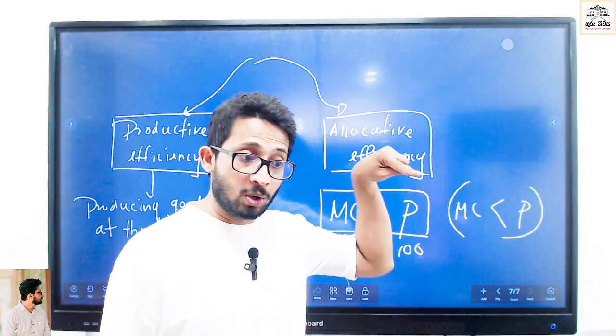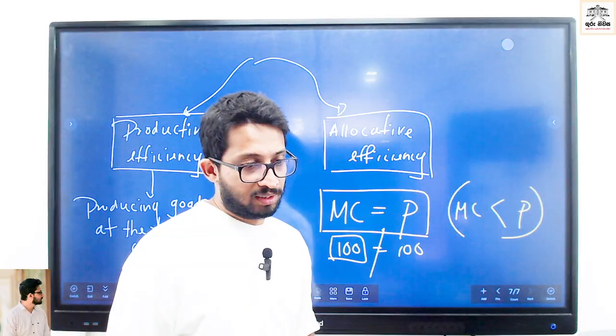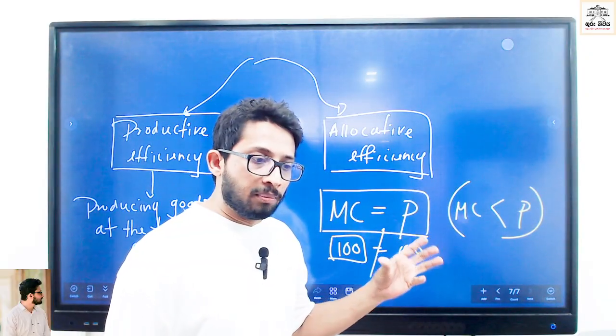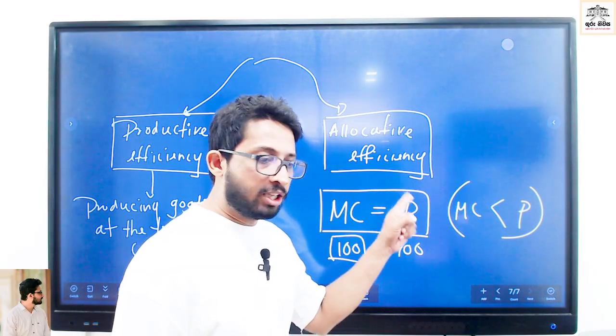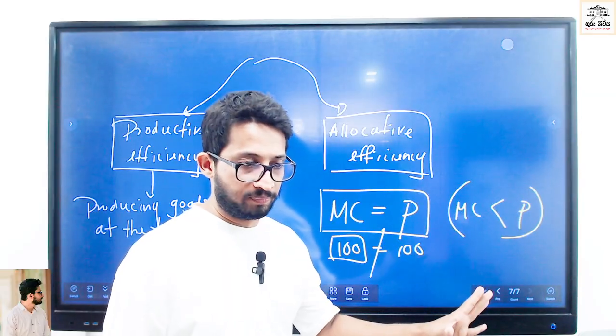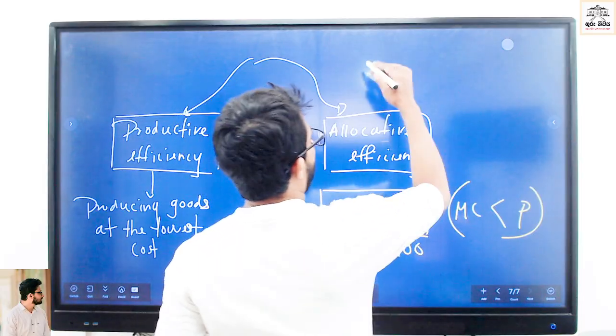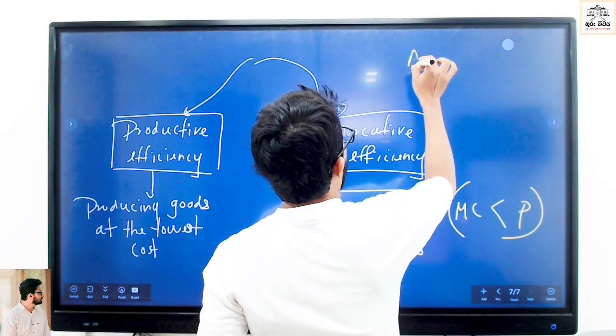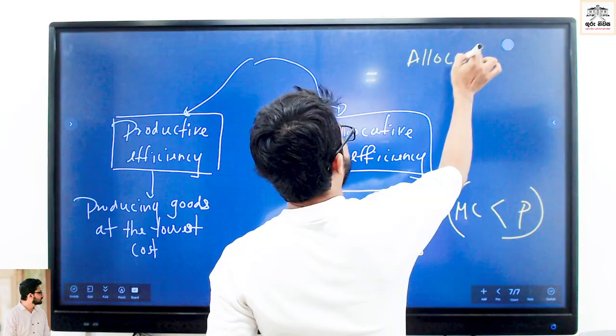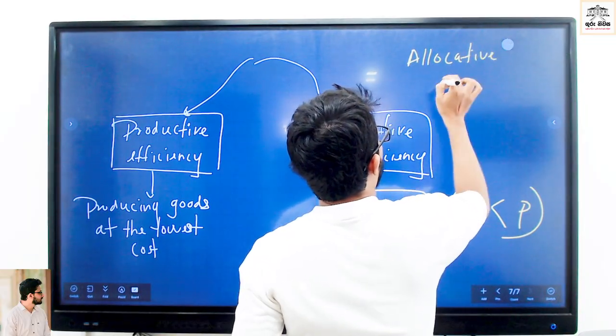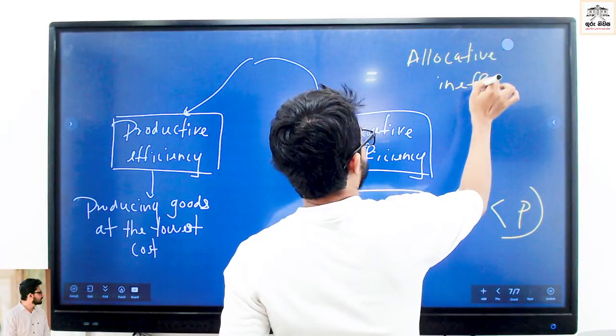That is allocative inefficiency. That's why we say in the monopoly market, allocative efficiency is not there at all, right? Here, allocative inefficiency is there.